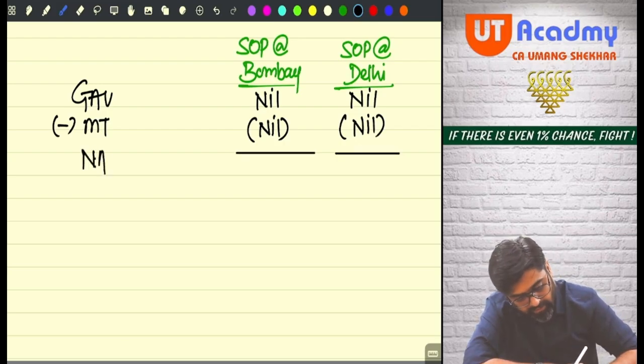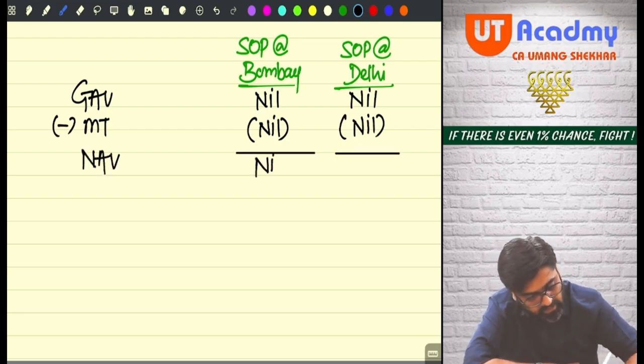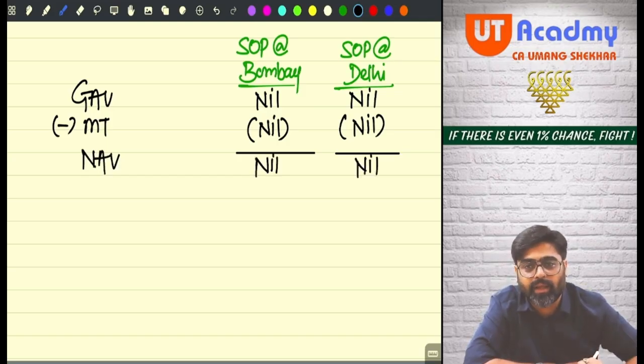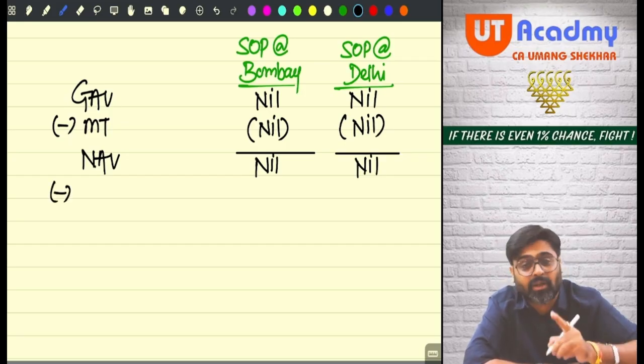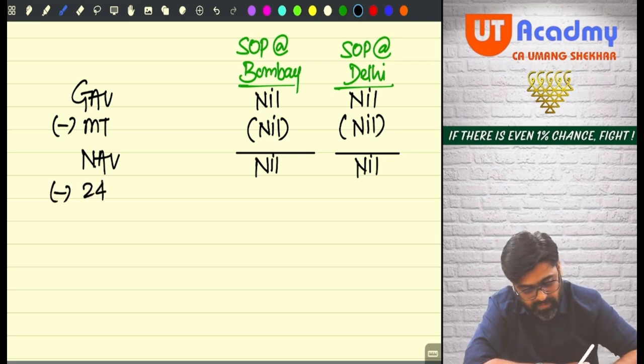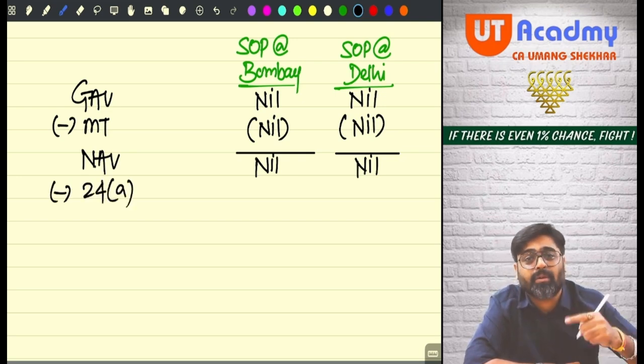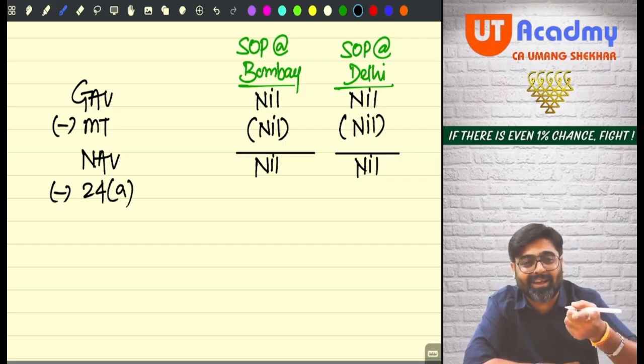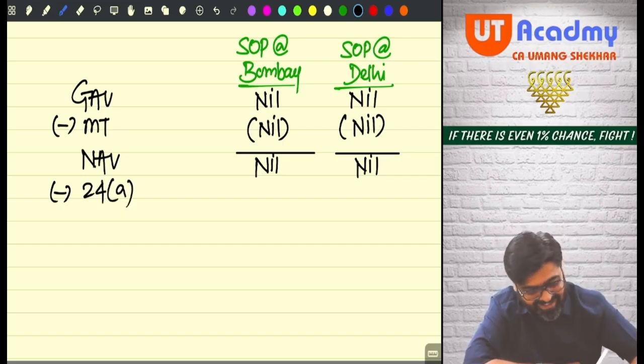Now I will take NAV. How much is NAV? Nil minus nil on your calculators, please. How much you are getting? Nil minus nil. Are you getting nil? Sure. Now take 30% of that nil. 24 clause A said 30% of NAV, 30% of NAV, nil, 30% will be how much? Nil only, no?